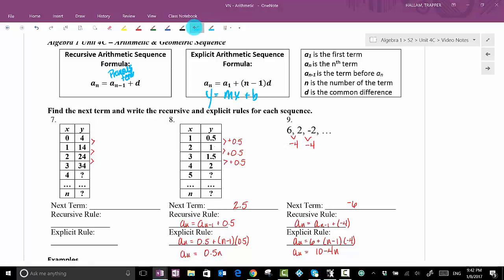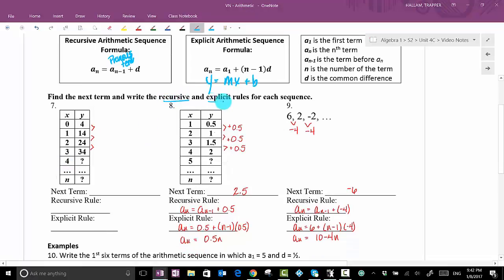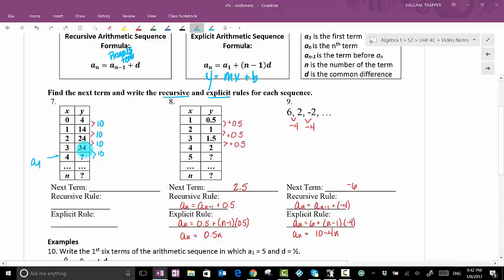So what does that look like? Well, here is a table for us, and it wants us to write a recursive and an explicit rule for it, not in slope intercept form. So we're going to first look at this and see if we can find the common difference. Our x's go in order. That's always good to note. So to go from 4 to 14, we notice that we're adding 10. From 14 to 24, we're adding 10. And 24 to 34, we're adding 10. So the next term in the sequence, or a sub 4, the fourth term, we're going to add 10 to 34, and we're going to get 44.